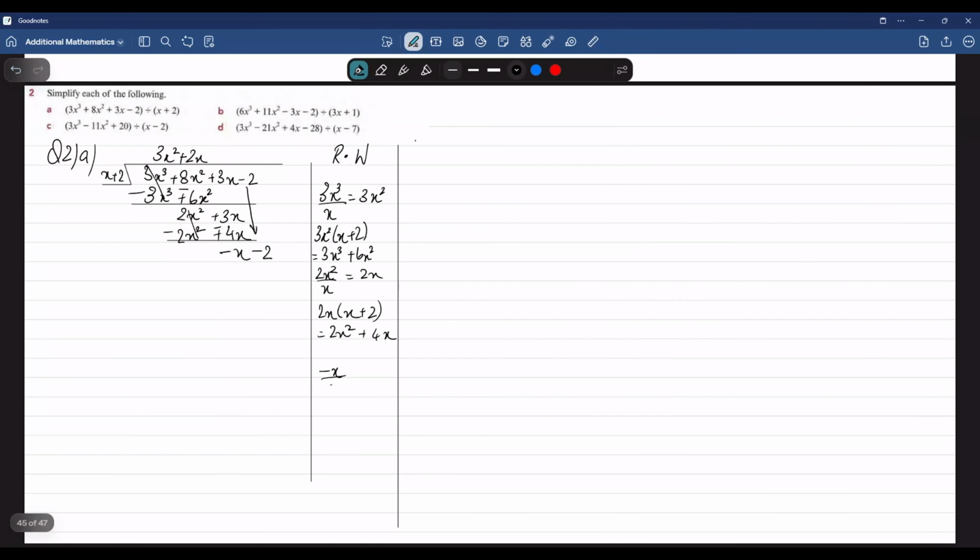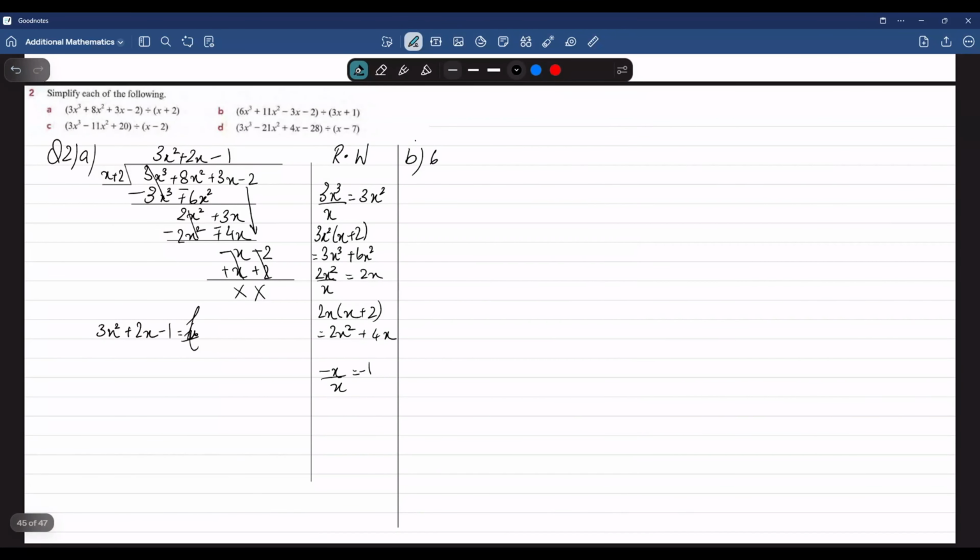Negative x divided by x is going to give us negative 1. And negative 1 multiplied by x plus 2 is going to give us negative x minus 2. So this becomes positive as we subtract, and this cancels down. So 3x squared plus 2x minus 1 equals our answer.